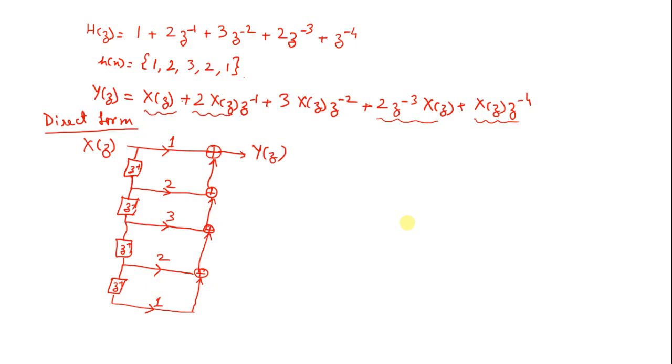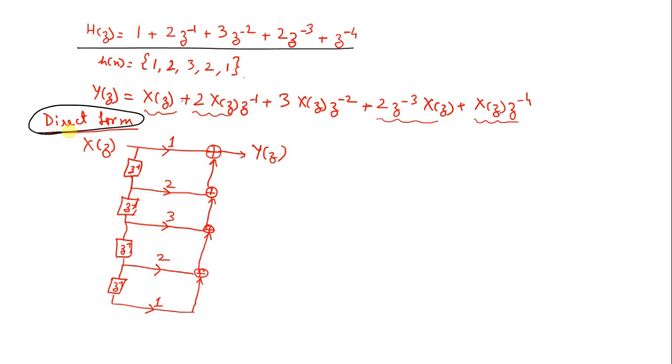So again, the implementation of the filter: suppose you are given an H(z), how will you implement it? We have already discussed, and this type of implementation is called the direct form of realization. Whatever I have just discussed a few moments back, the same thing is being carried out over here.